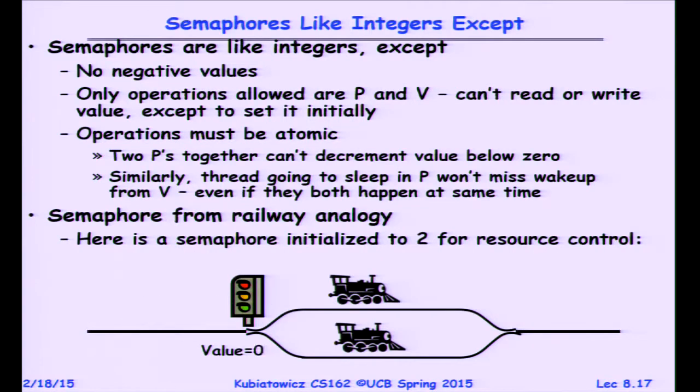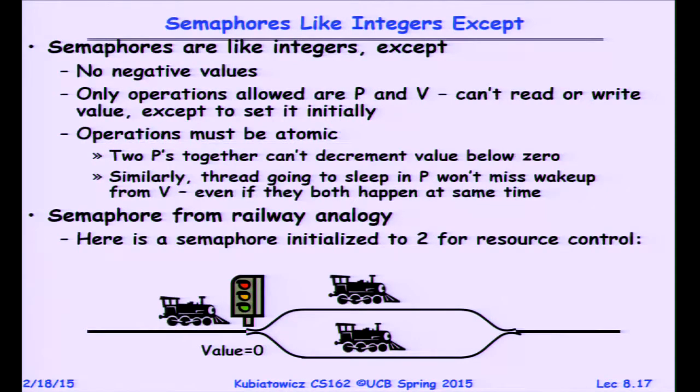Here comes a train. Sorry, I clicked too fast. The first one came through, did a P operation, and basically decremented from 2 to 1. No problem. We went through the semaphore. The second one comes along, goes through the semaphore, no problem, executing a P. But now what's the semaphore equal to? 0. So what's going to happen when the next train comes along and tries to execute a P operation? Yeah. Wait.